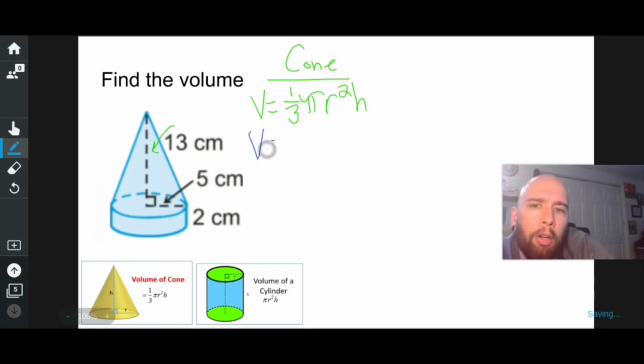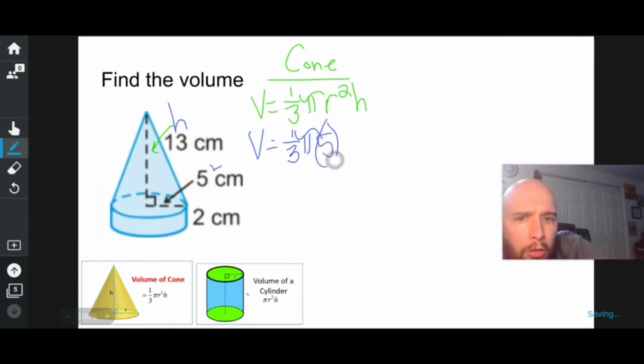Anyway, 1/3 pi. My radius is 5. My radius for both of these shapes will be 5. My height for the cone is 13. So I have 5 squared times my height, which is 13. What is 1/3 pi times 5 squared times 13?